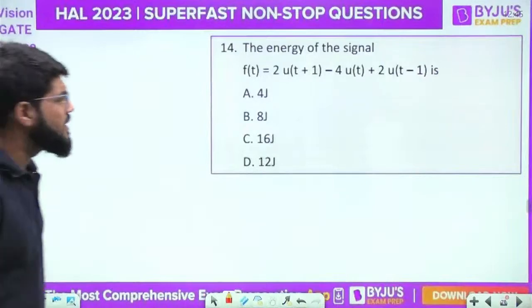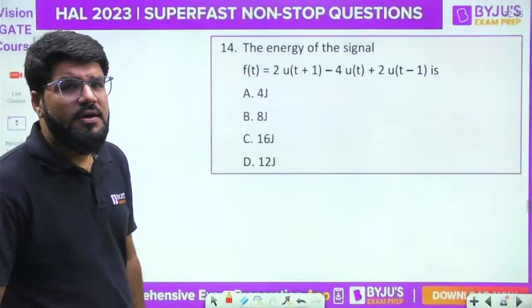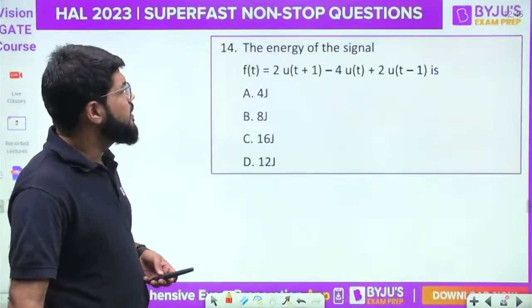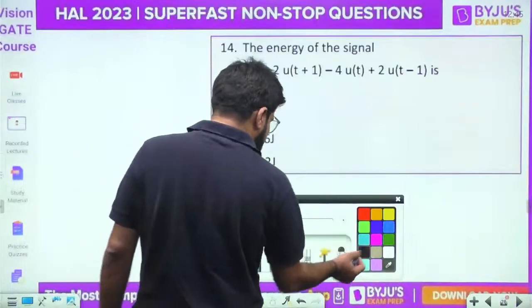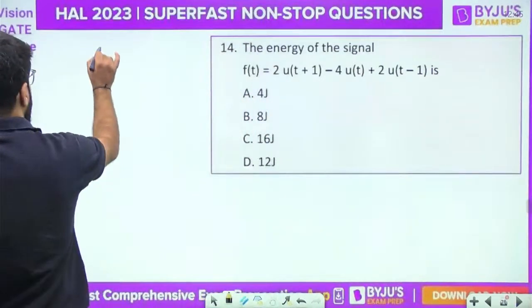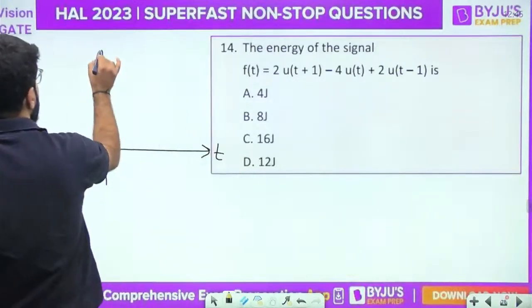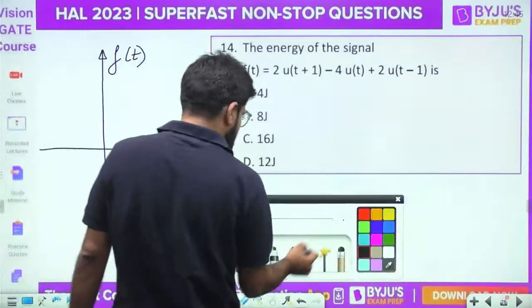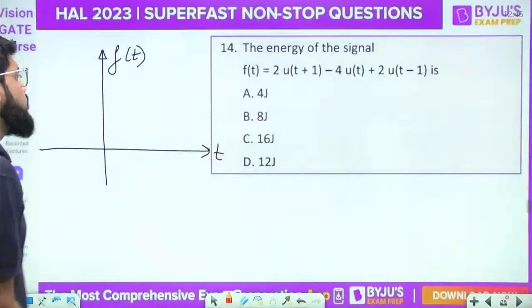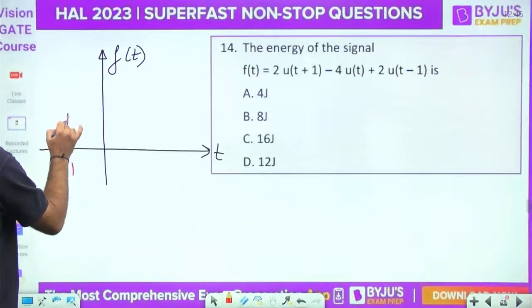The energy of the signal is, no problem, that is why we are dealing at that level only. What is the energy of this given signal? 2u(t+1) and so on. You have to quickly sketch this particular signal. This is t, this is f of t. 2u(t+1): the unit step function starts from t equal to minus 1 with amplitude 2.